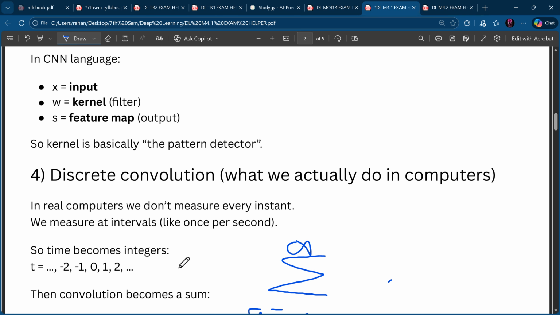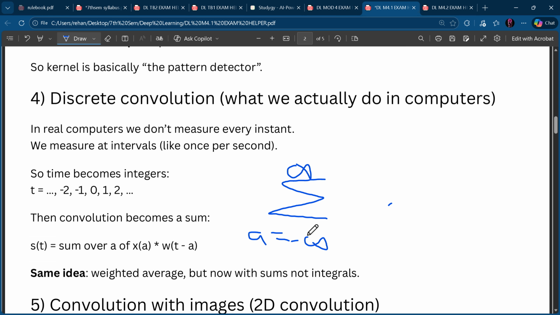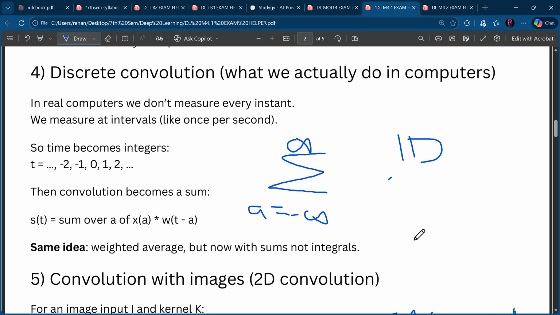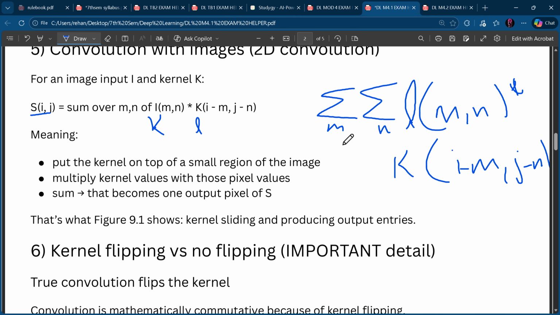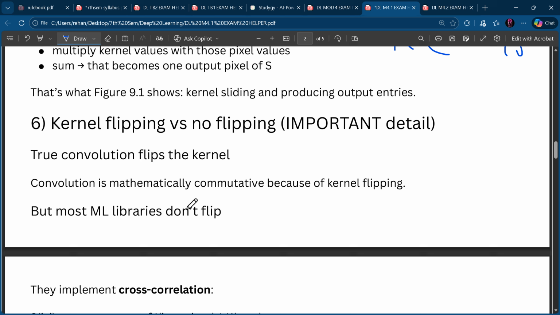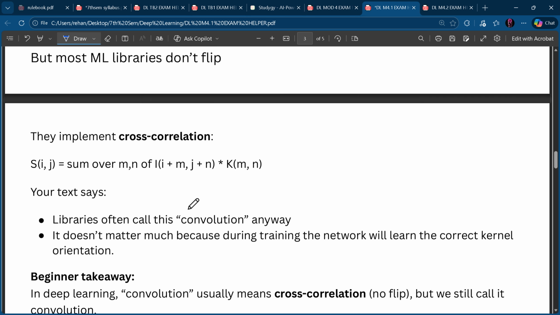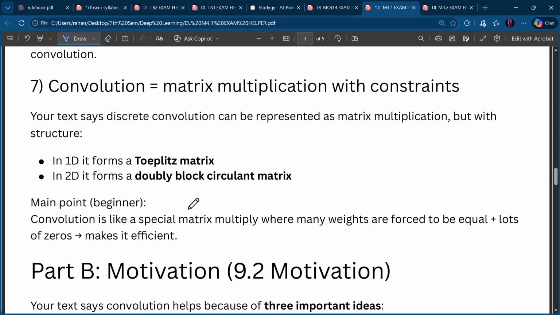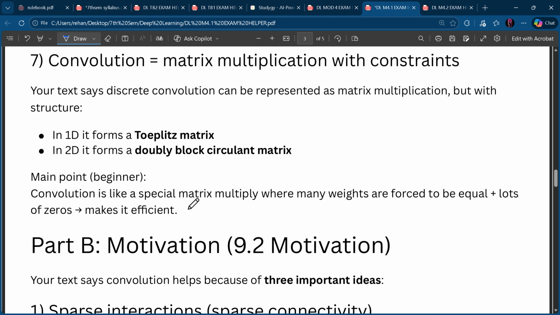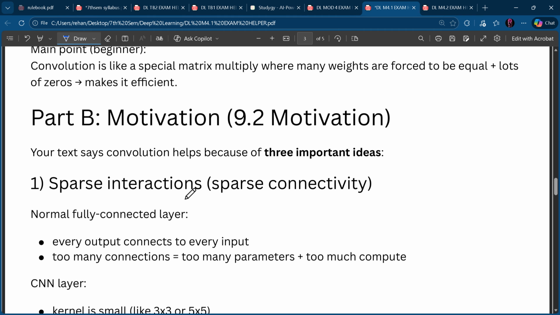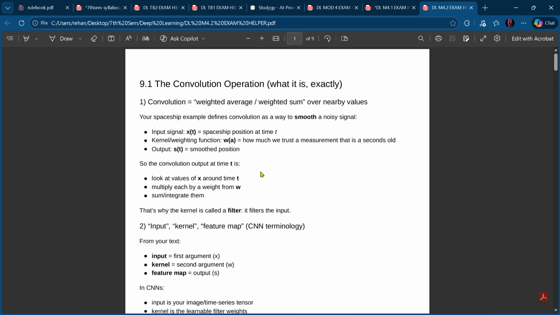Terminology: the summation from minus infinity to infinity when it is about 1D. When it is 2D, we have to talk about summation over m and n. Then after 1D and 2D, you have to talk about kernel flipping and no flipping. Then say that it is actually not convolution, but still it is considered as convolution. That's it. Then we have to talk about motivation. So we'll be talking about what motivated this convolution, how it actually works, and diagrams and all are involved. We'll see that in the next video.